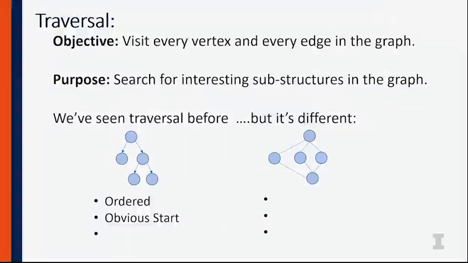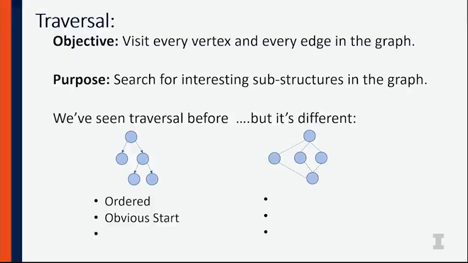Just like a tree, a traversal is going to visit every single node exactly once. But what's different is that we absolutely have some problems that we need to deal with when we have a graph as opposed to a tree. Let's look at some of those. So a traversal is going to help us find interesting substructures.